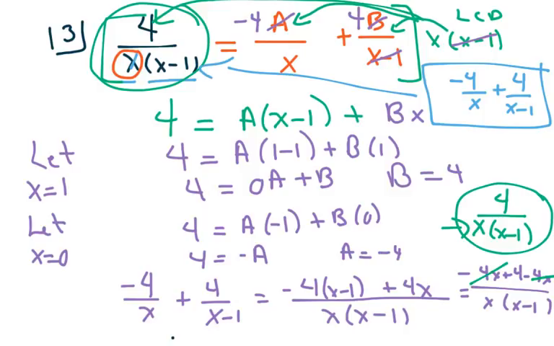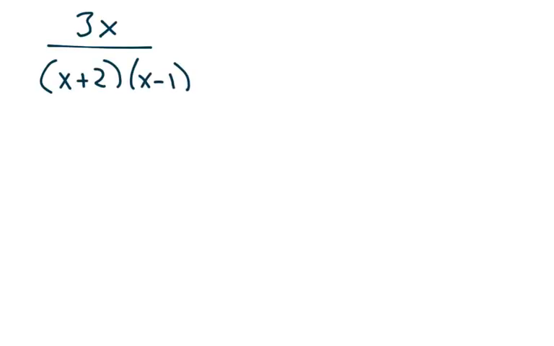Okay, now that's the why. Now we're just going to do some problems. The next one that I found that was non-repeated linear is 14. So 14 we have 3x over x plus 2, x minus 1. So we need to find out how to decompose this.